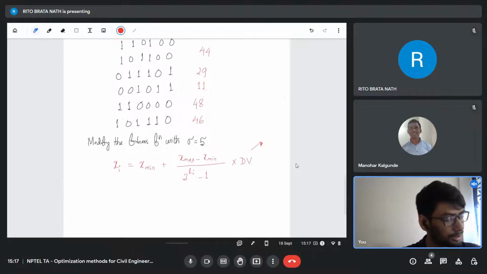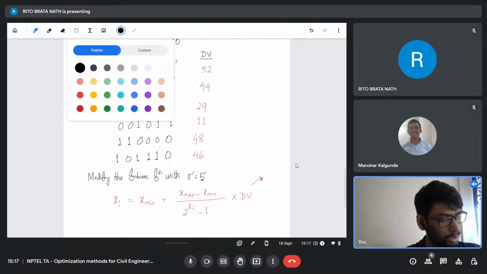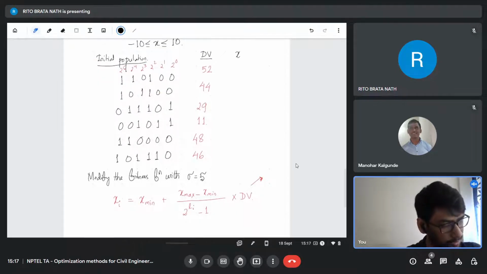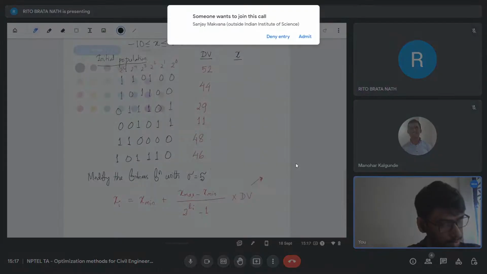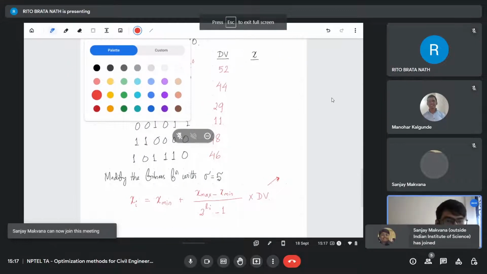So now let's convert it into these x values, which should lie in that range. So let me do that. So these are your x values, and I'll use this equation. Okay, some issue with this. Okay, we have one more person joining in.